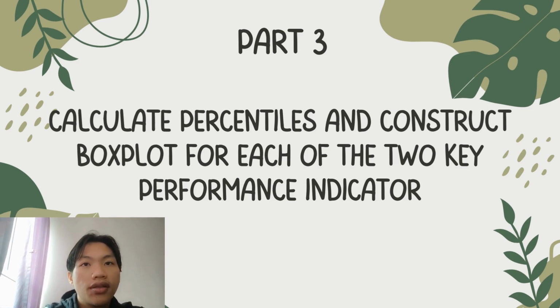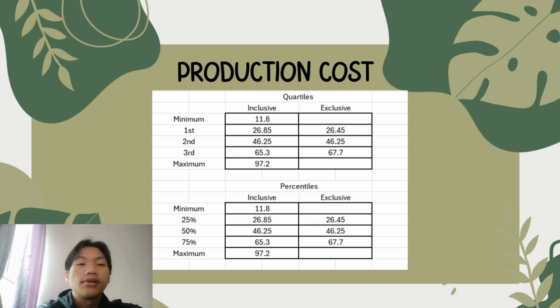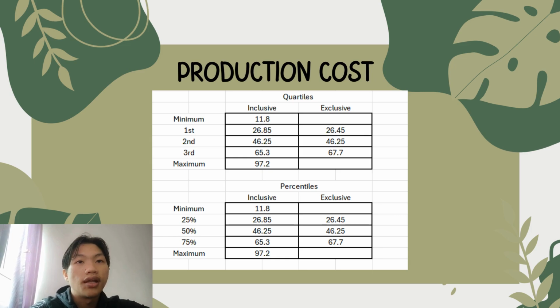Today I am going to present part 3, which focuses on calculating percentiles and constructing box plots for the 2 key performance indicators, that is production cost and profit margin. To begin, here is the data that I got from using Excel to compute the quartiles and percentiles.